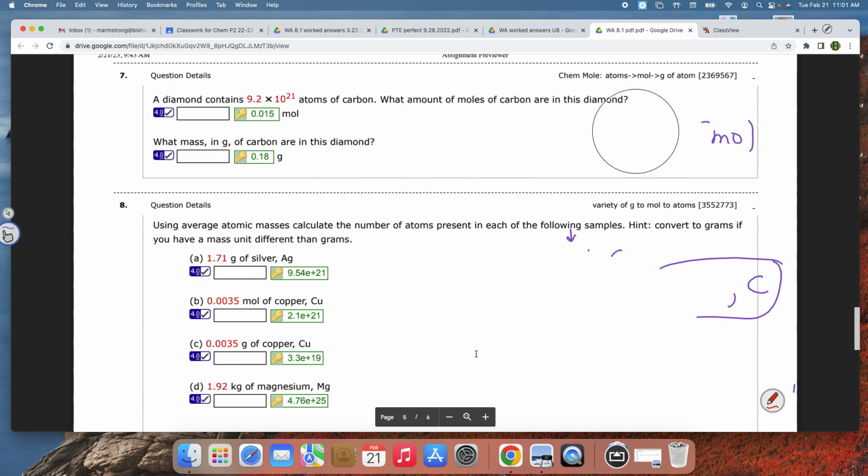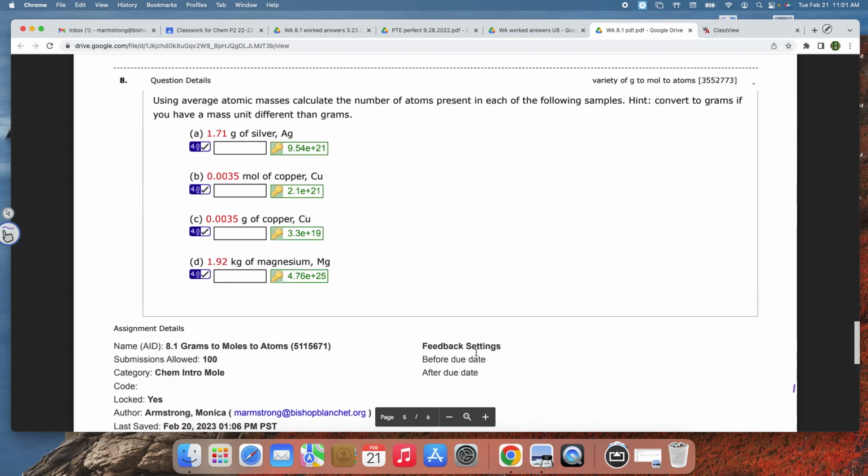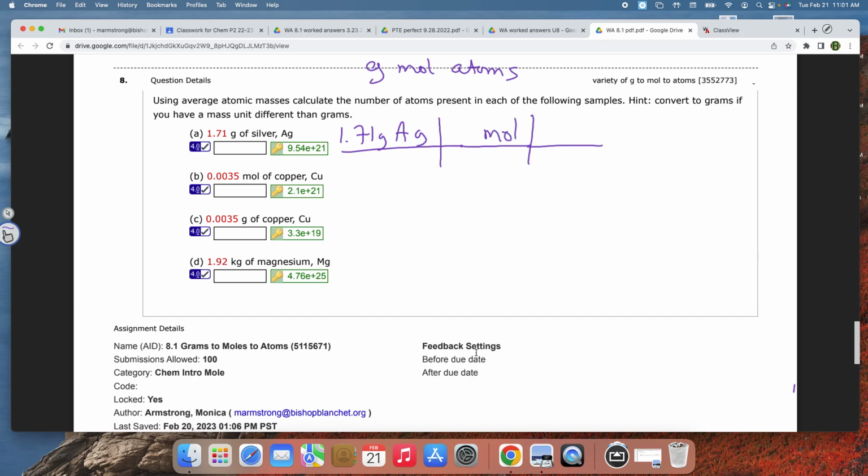Question 8. Using average atomic masses, calculate the number of atoms present in each of the following samples. Okay, so you're again given the potpourri of units that you start with, but we're all trying to get to atoms. So remember, it's grams to moles to atoms. And this very first one, we have 1.71 grams of silver, and we're going to have to do the full meal deal. We'll go grams to moles to atoms.